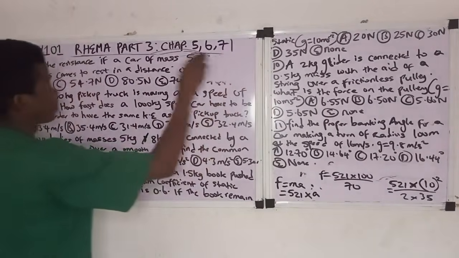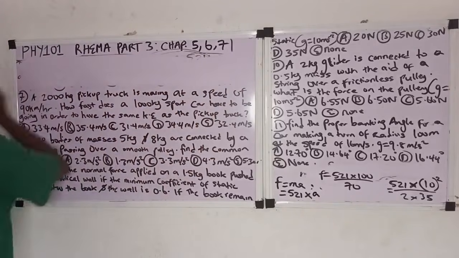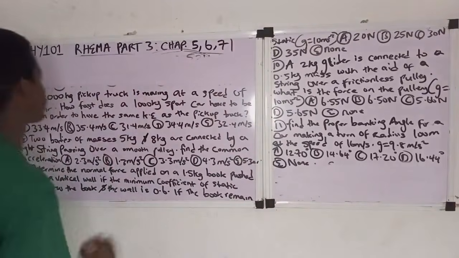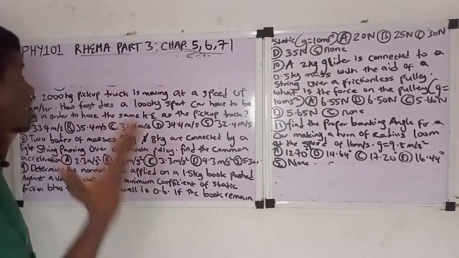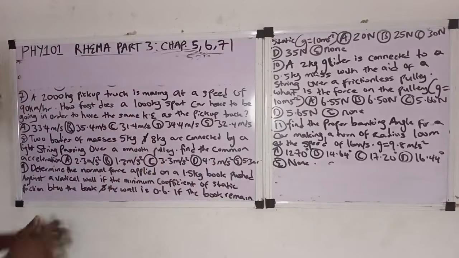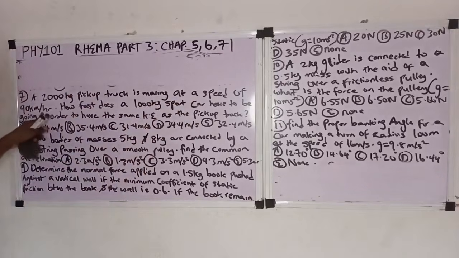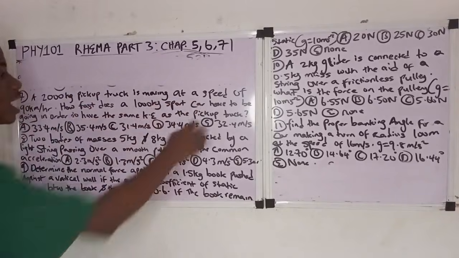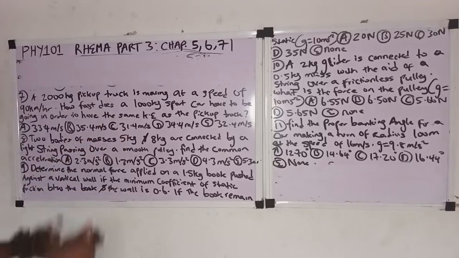So let's continue to the next question, which is question 7. Look at question 7. They said a 2000 kg pickup. This one is from chapter 7, energy. A 2000 kg pickup truck is moving at a speed of 90 km per hour. How fast does a 1000 kg sport car have to be going in order to have the same kinetic energy as the pickup truck? Now let me explain.